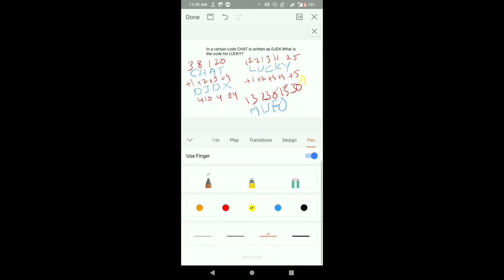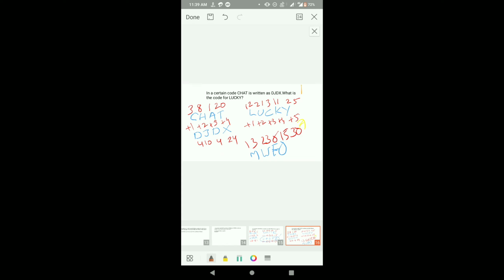But in the alphabet we don't have the number 30. So in this case we need to subtract 30 minus the total number of alphabets, that is 30 minus 26. If the number is greater than 26, we need to subtract the total number of alphabets, that is 30 minus 26, we get 4. The 4th letter in the alphabet is D. So the answer will be D. And the overall code is MWFOD. This is our answer.